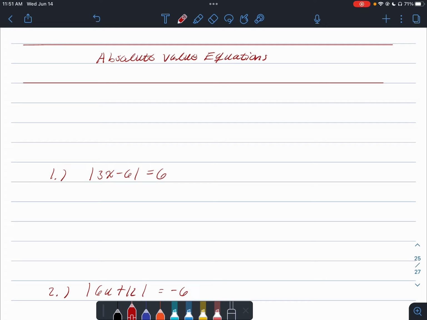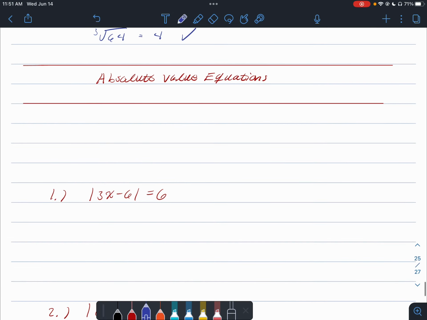So if we have the absolute value of 4, we know that 4 is 4 units away from 0. But if we have the absolute value of -4, we know that this is also 4 units away from 0. So the answer will always be positive. You can think of the absolute value sign as just a way to measure distance from the origin, or from 0 on the number line.